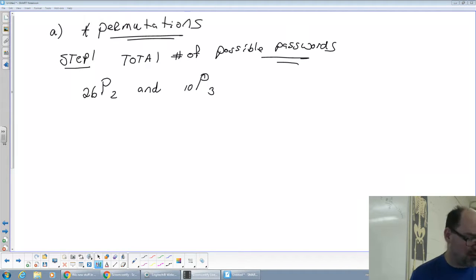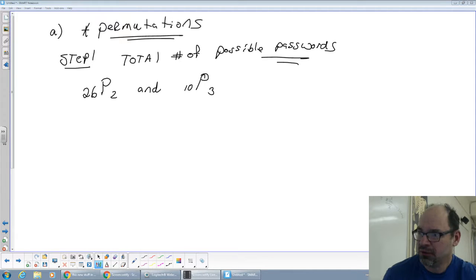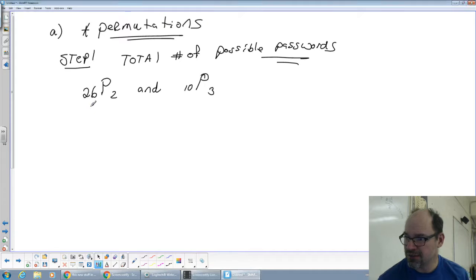Okay, so this is the bottom that we're figuring out here. So we're going to take 26P2 and 10P3. So this is going to be our 2 capital letters of any kind of letter. Right now, we don't have to worry about the favorable. So this is a total path possible. So if we go 26P2, that's 650 ways to do that. And so and means multiply, 10P3.